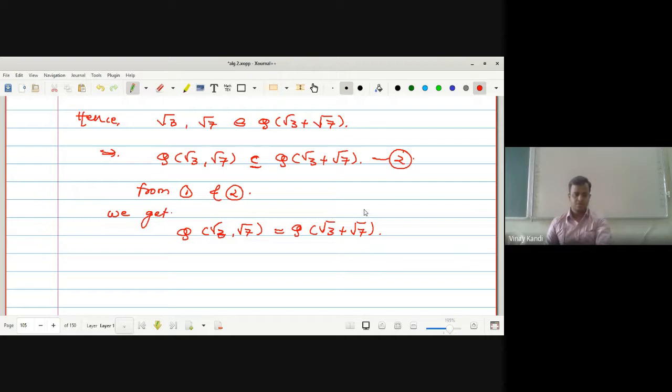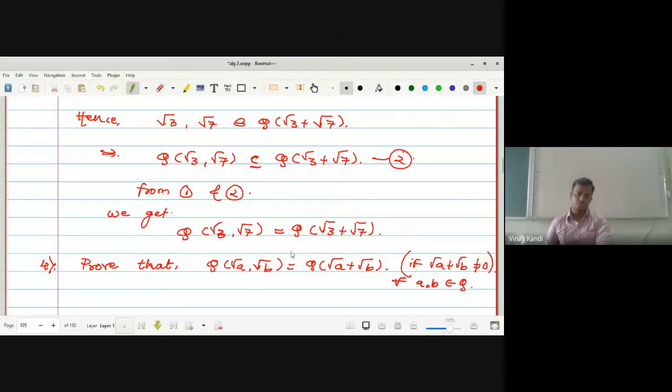Next example, example number 4. To prove that Q of square root of A and square root of B is equal to Q of square root of A plus square root of B. Can you solve that? Yes, sir, if square root of A plus square root of B is not equal to 0, for all A, B belonging to Q. Whatever A is, like 3, whatever B is, like 7. This is for homework. Look at it for generalization.